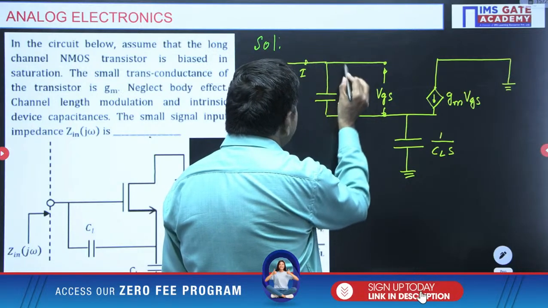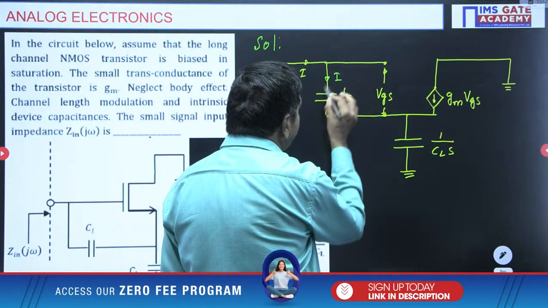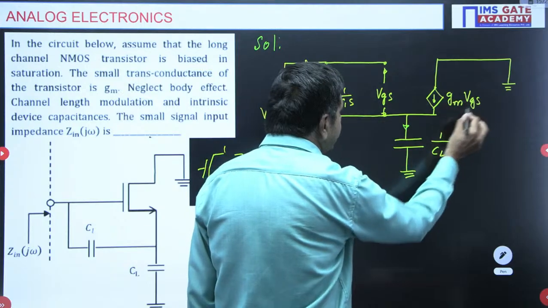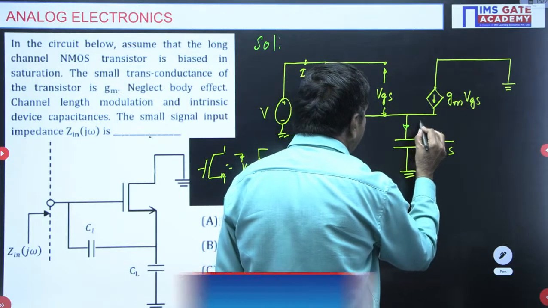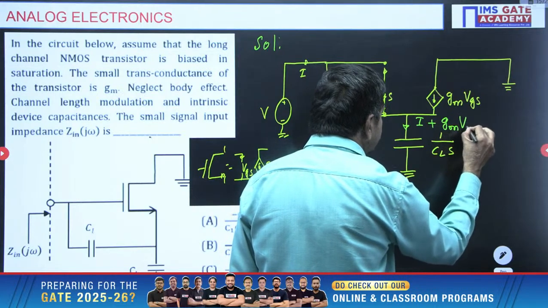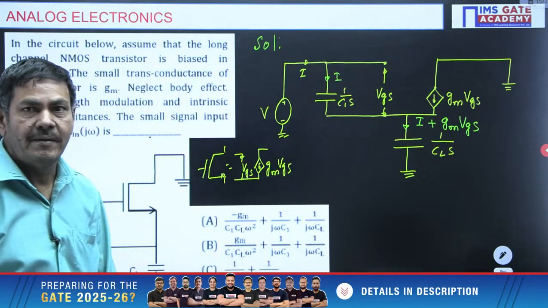This side, no current. The same current I will flow this side, and this side also, this current is I plus GM VGS. That much current is passing. I plus GM VGS flows.